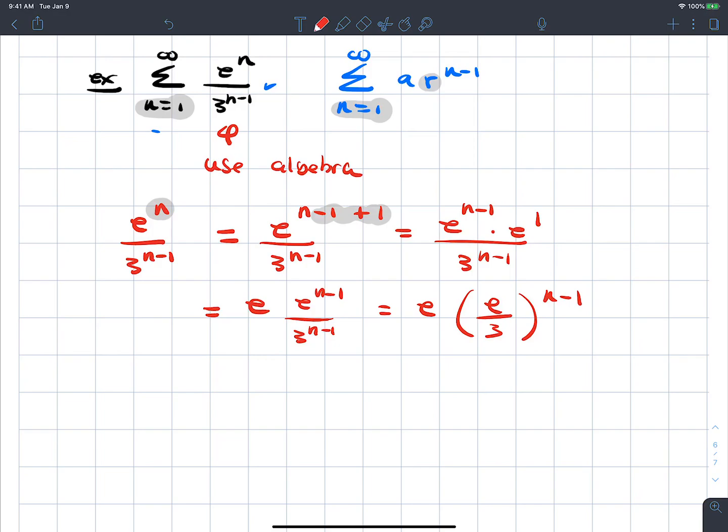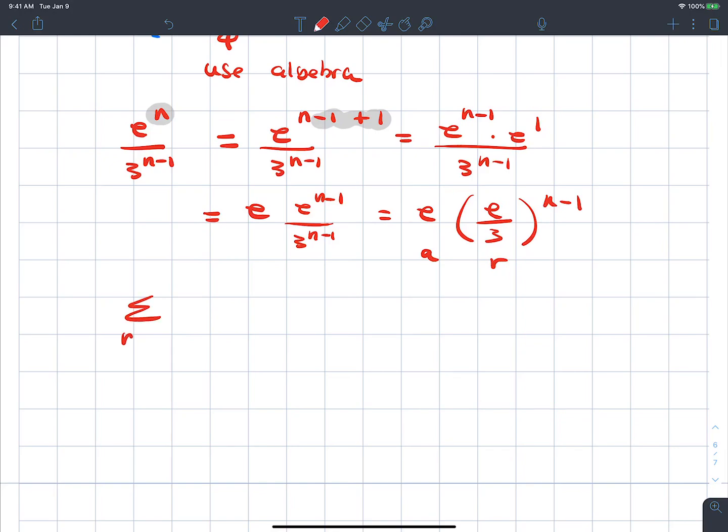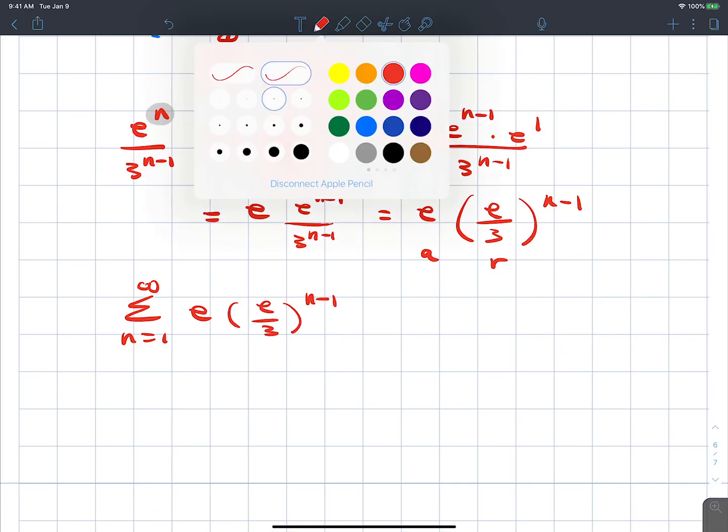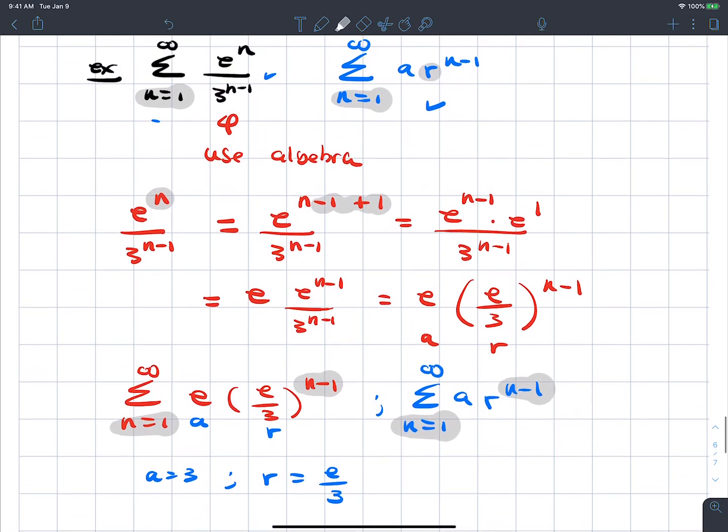Okay, now I'm in business. This is here my a, and this is my r. In other words, this is what we're looking at. So the series here, I'll put it in red. n is 1 to infinity, e over 3 to the n minus 1 is in fact in the form of a r to the n minus 1, where n is 1 to infinity. It's in our definition form, where my a value is 3 and my r value is e over 3. So you do need to have, ladies and gentlemen, that n minus 1 if you start with n is 1. You need to have that power, and that's all I did. So I used a little bit of algebra, and I know this is geometric now.